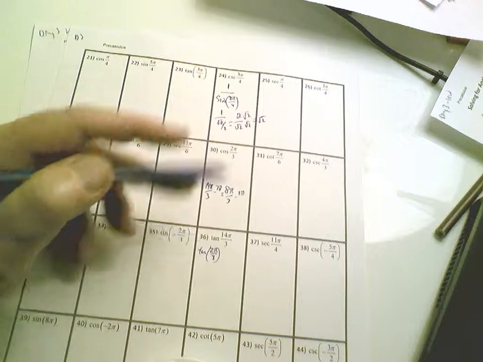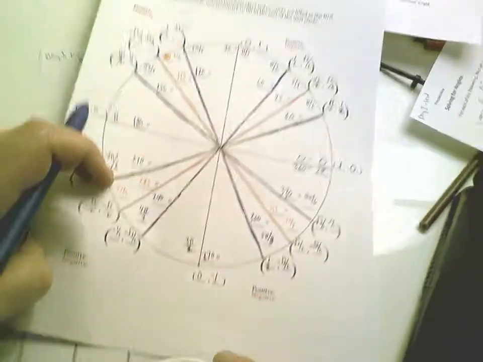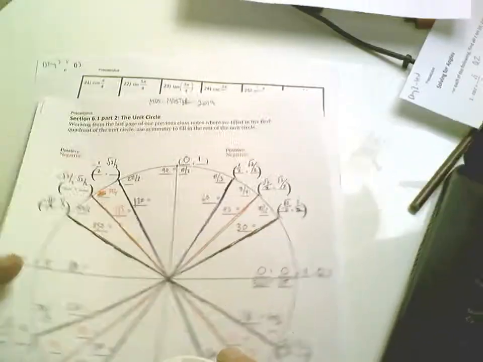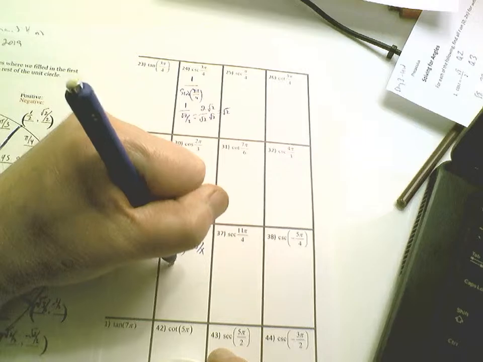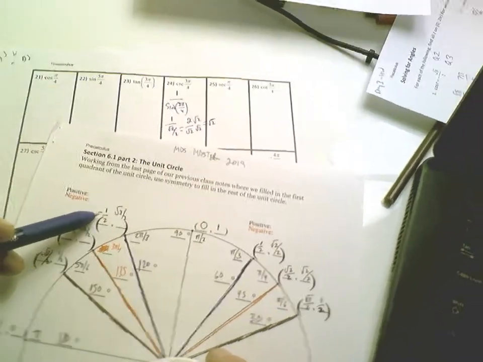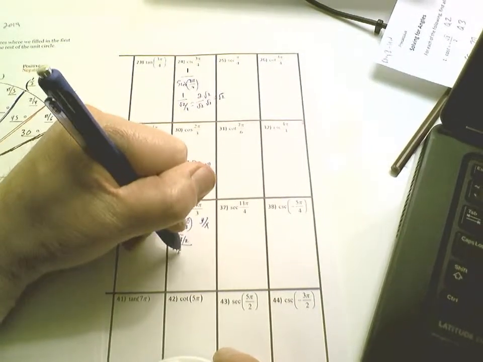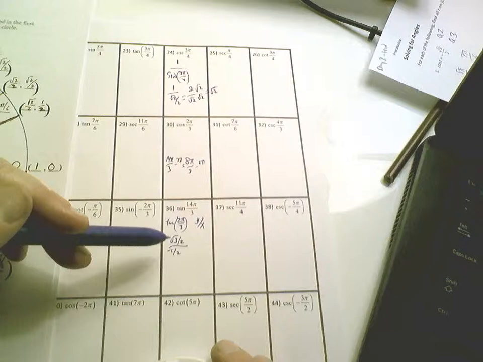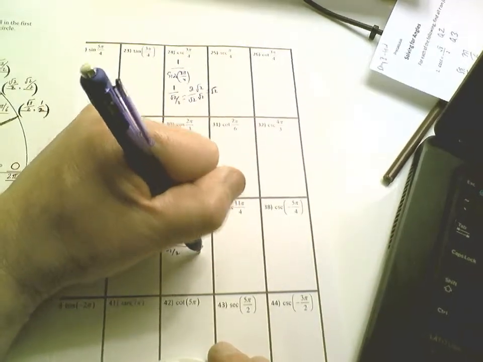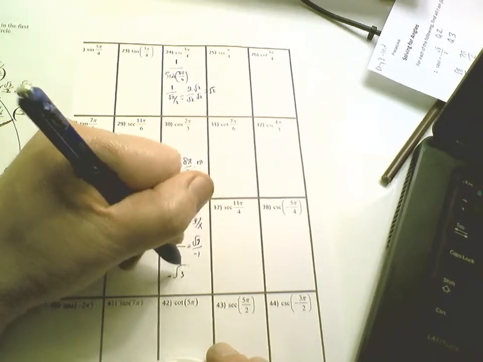Well, tangent uses y over x. So let's go look and see what I have at 2 pi over 3. At 2 pi over 3, y is the square root of 3 over 2, and x is negative 1/2. I have root 3 over 2 over negative 1/2. The 2's in the fractions both cancel out. I wind up with the square root of 3 over negative 1, or simply negative square root of 3.